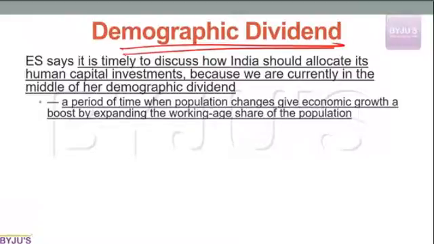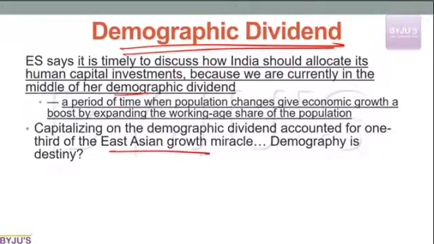Now economic survey says demographic dividend should be a big point of discussion because we are currently in the middle of our demographic dividend.